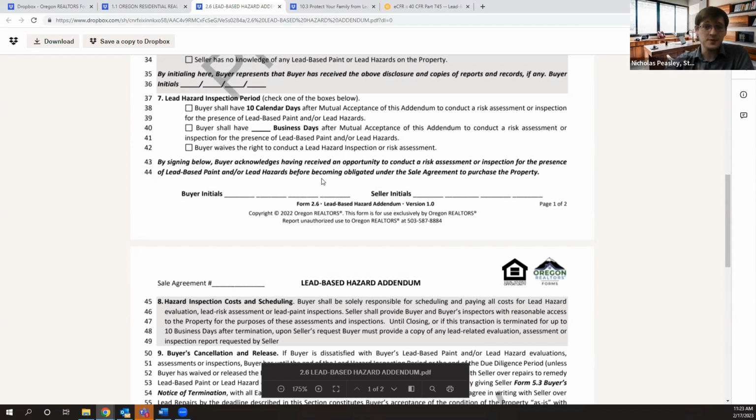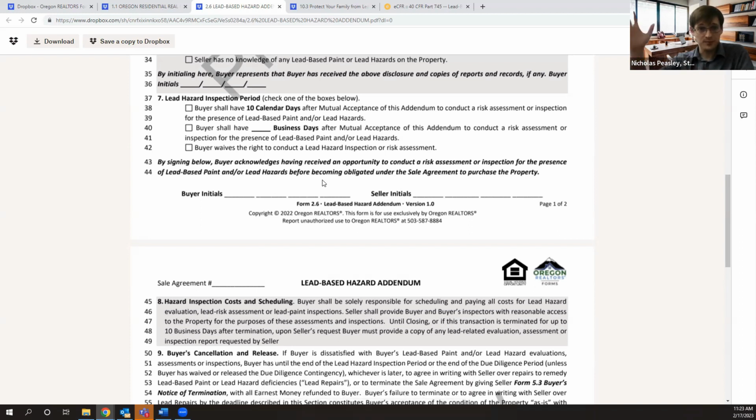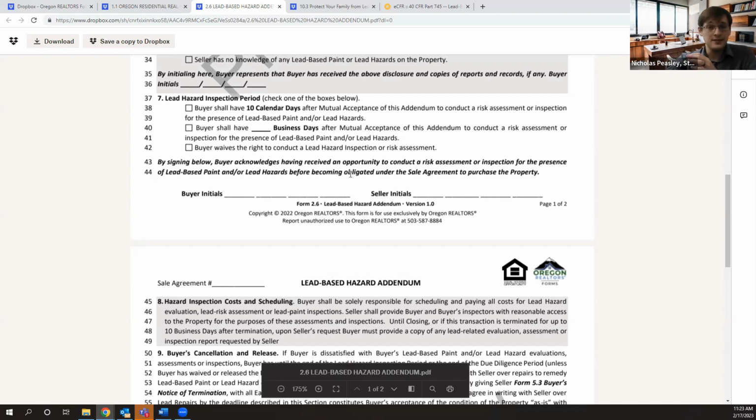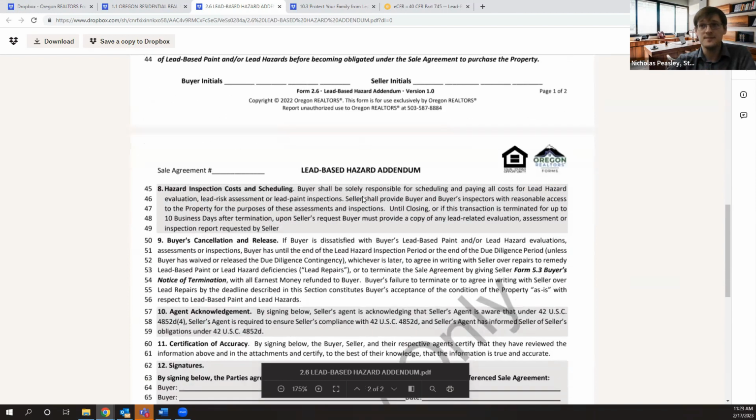They need to be given that under federal law, and that inspection is for the presence of lead-based paint or lead-based hazards. If you're doing this lead hazard inspection and you find something wrong with the house, like wrong with the shingling that has nothing to do with the inspection, this right of inspection does not allow you to terminate. It's a completely separate thing. This only allows inspection and termination for the presence of lead-based paint and lead-based hazards.